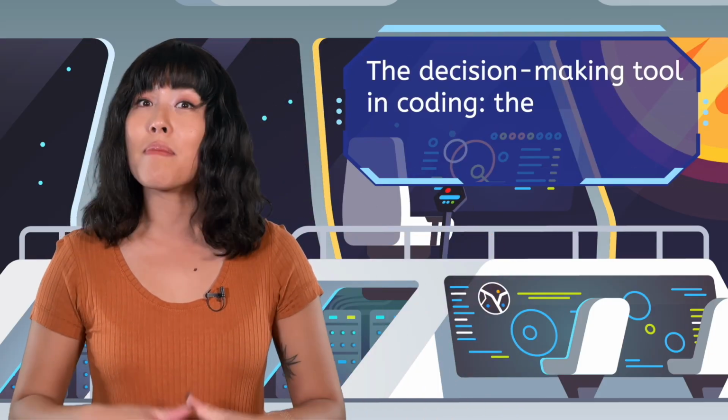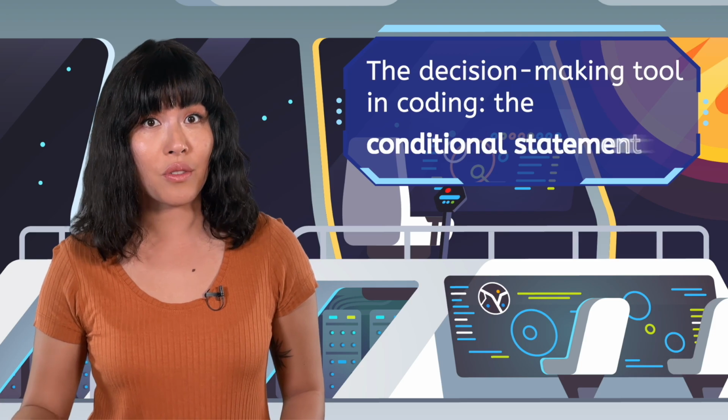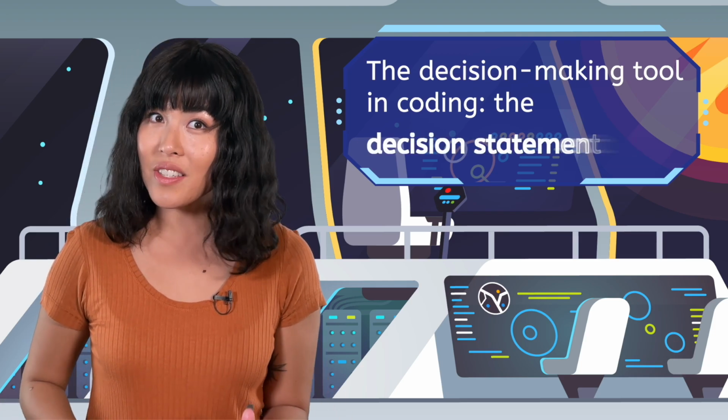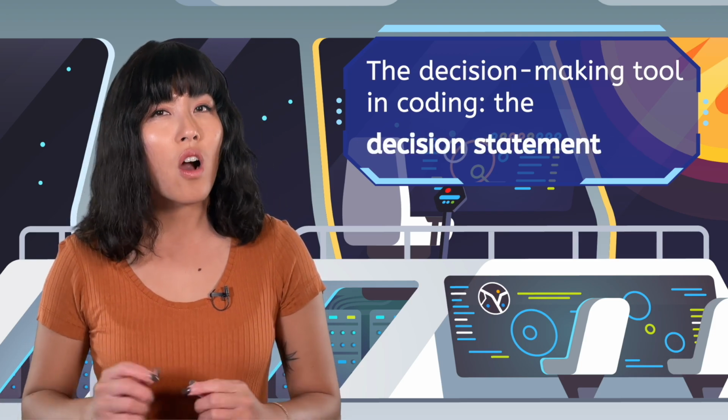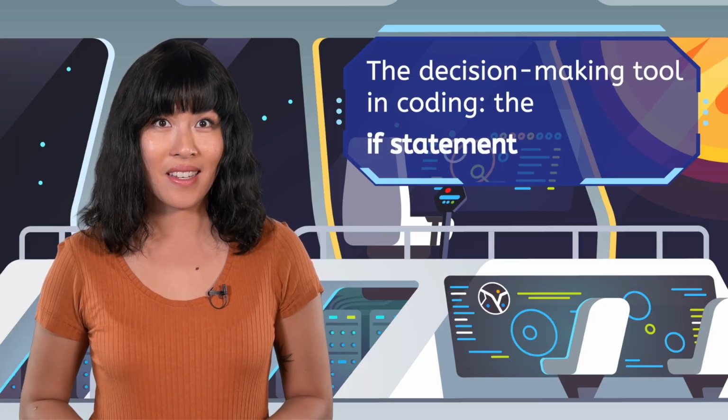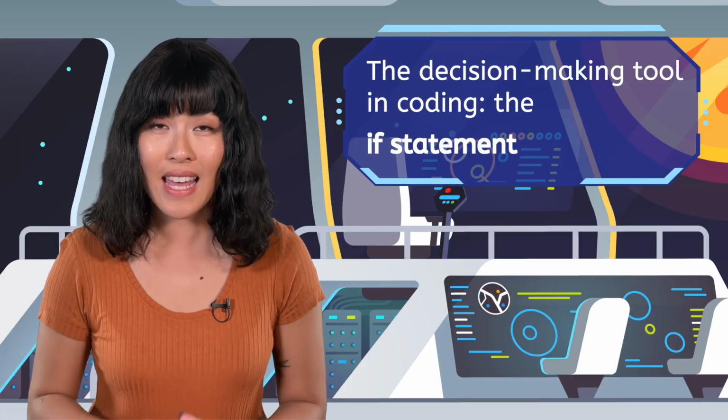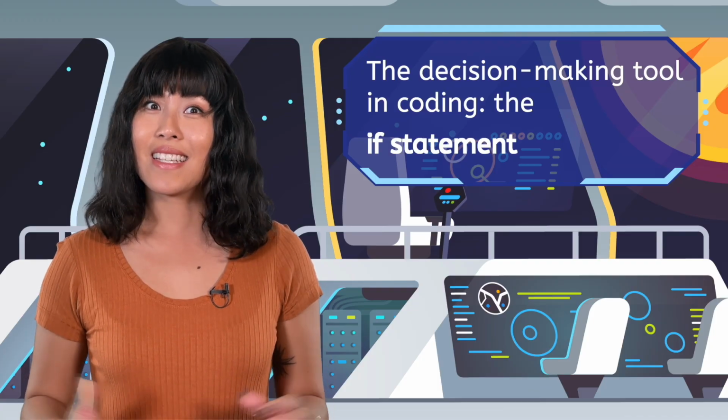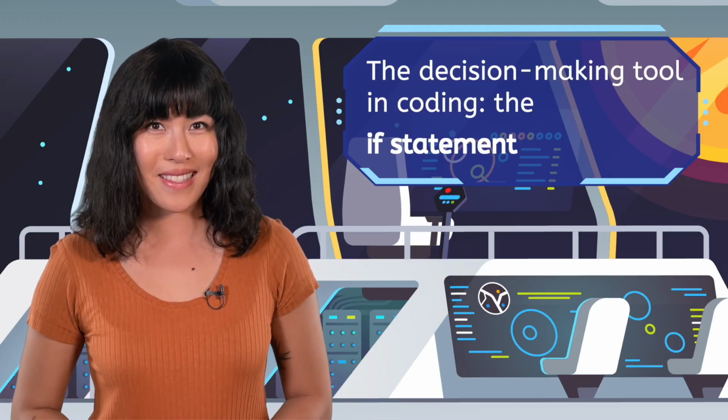Sometimes we have to make split-second decisions in space, like if there's an asteroid ahead, steer left, or if the oxygen levels drop, put on your space helmet. Well, in the coding universe, we have a nifty tool that helps us make choices just like that. This decision-making tool goes by many names: the conditional statement, the decision statement, or more commonly, the if statement. In this lesson, we'll explore the possibilities that this decision-making tool gives us. Get ready to explore if statements.